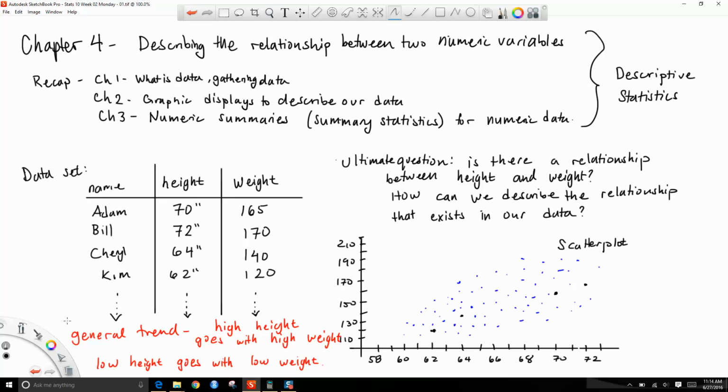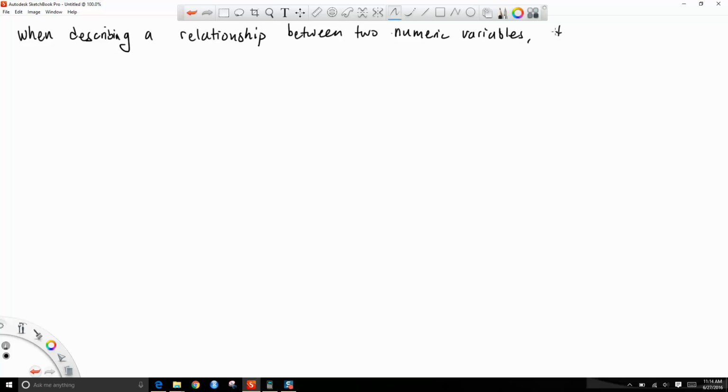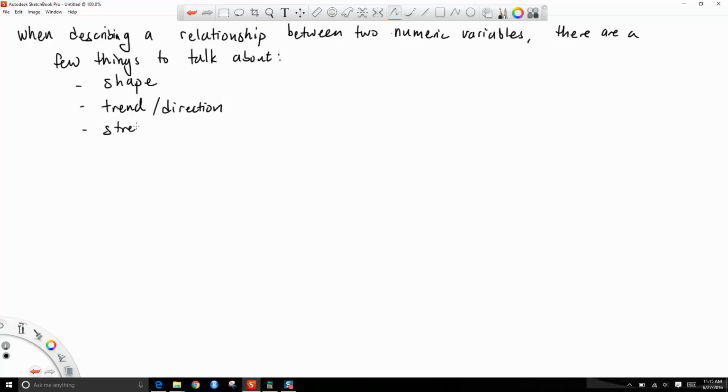Okay, and so when we describe a relationship, there are a few things we want to talk about. So first we'll talk about shape, direction, trend or direction, and strength.